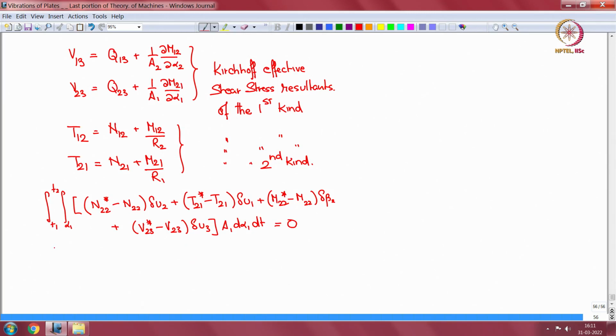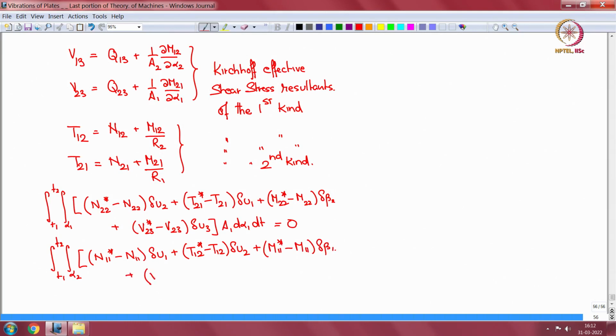Okay. Similarly, the integral from t1 to t2 of the integral over alpha 2 of (N11 star minus N11) delta u1 plus (T12 star minus T12) delta u2 plus (M11 star minus M11) delta beta 1 plus (V13 star minus V13) delta u3, times a2 d alpha 2 dt must be 0.